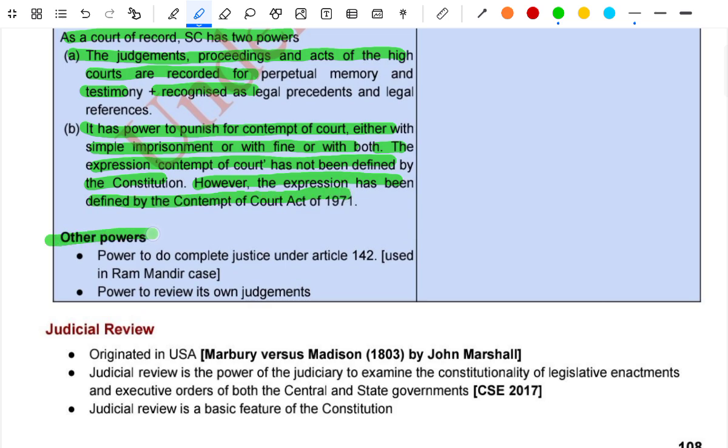The other powers: the power to do complete justice under Article 142, used in the Ram Mandir case, and the power to review its own judgment.